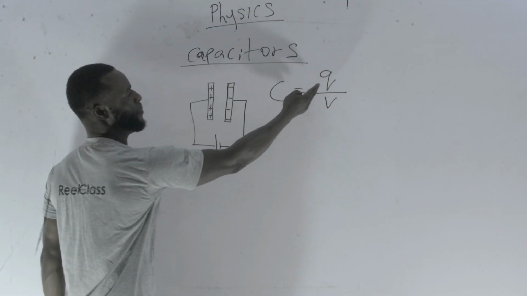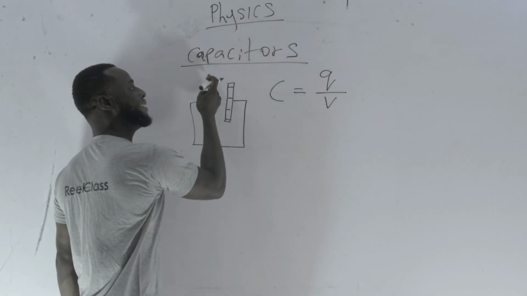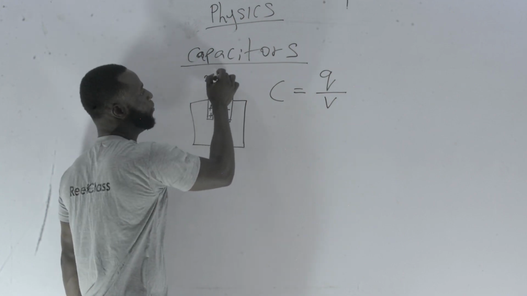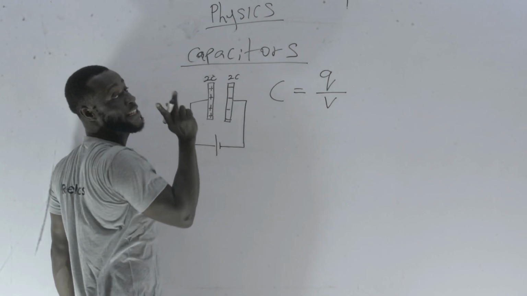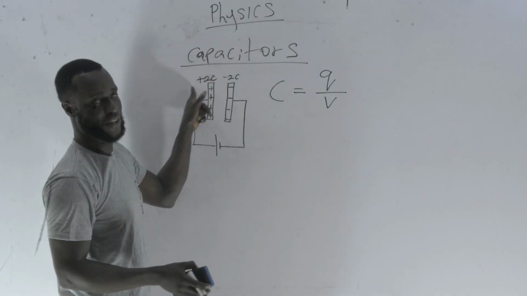Now let me explain what I mean by charge divided by potential difference. The charge here is the charge stored at either of the plates. So here can be, let's just say, 2 coulomb, and here can be 2 coulomb. But the signs will not be the same. This will be positive, this will be negative. We're only picking one of them.